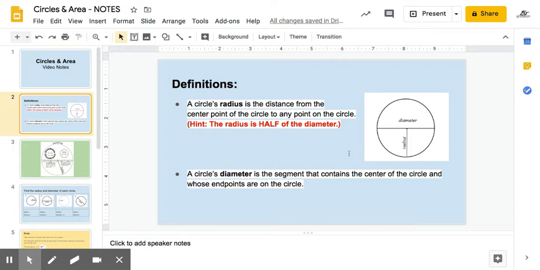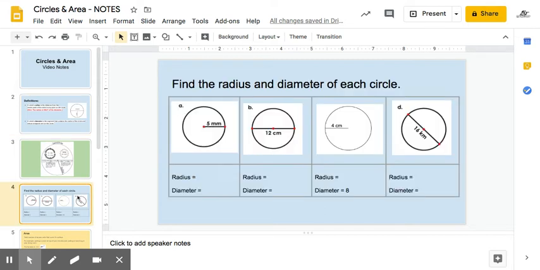Okay, yesterday we talked about the relationship between the radius and the diameter. The radius is half the length of the diameter. We can also say that the diameter is twice the length of the radius. That relationship allowed us to find the radius and the diameter of given circles. So we're going to do some more practice with that today.